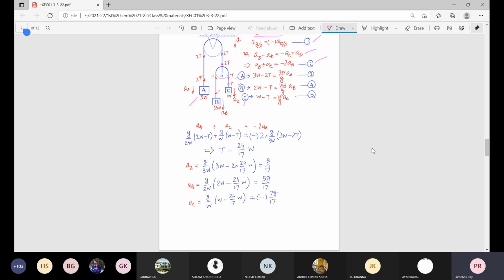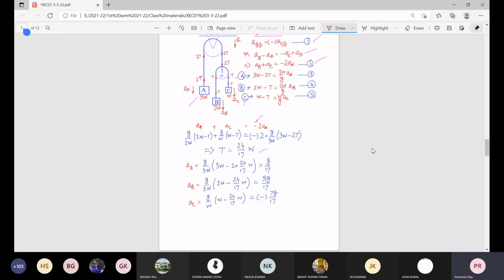Then AC is from here. So take this W by g on the left hand side. So g divided by W multiplied by W minus T, and similarly replace the value of AA, of course with some negative sign. This part you have to take a little care, otherwise you will make mistakes like me. So that is minus 2 AA, minus 2 multiplied by g divided by 3W multiplied by 3W minus twice T. So simplify it, you get the tension T.